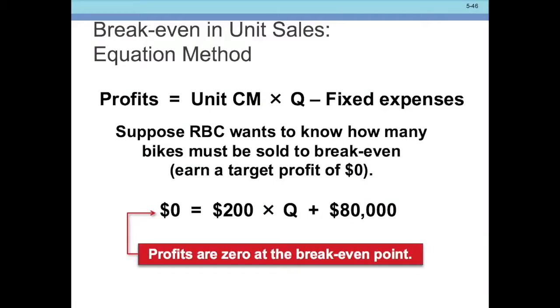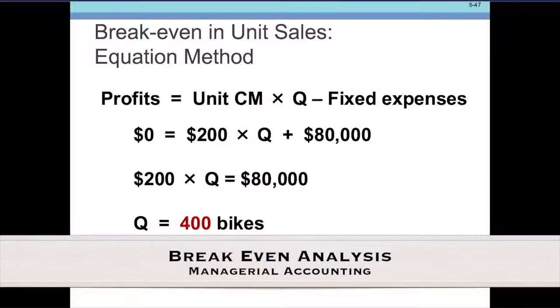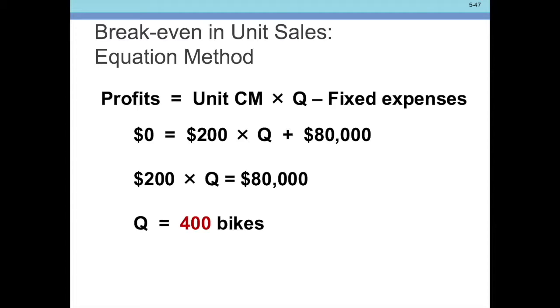But there's an easy way to find that if the problem gets a little more complex. So let's look at this equation. Profits equal contribution margin times Q, or the quantity, minus fixed expenses. And if we want to know break-even, we simply set profits equal to 0 and solve for Q, the quantity or amount of bikes that we have to have. So 0 equals 200 times Q minus 80,000 of fixed expenses. 80,000 divided by 200 equals Q. A little quick algebra there, no big deal. And you get 400 bikes is your break-even point.